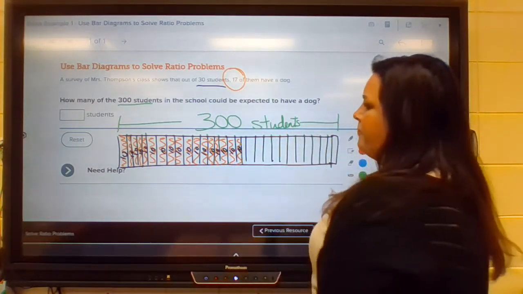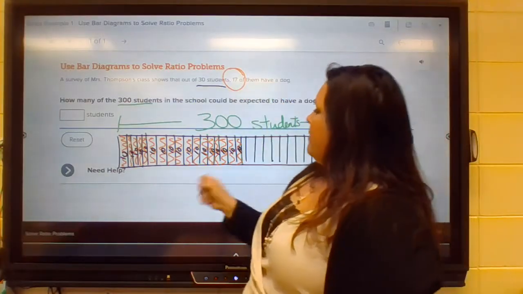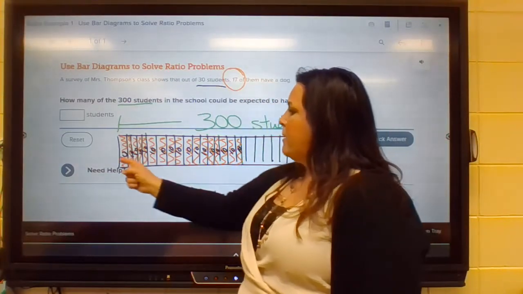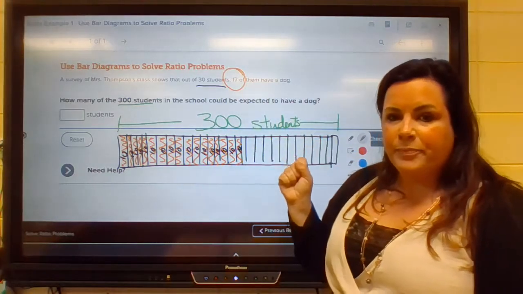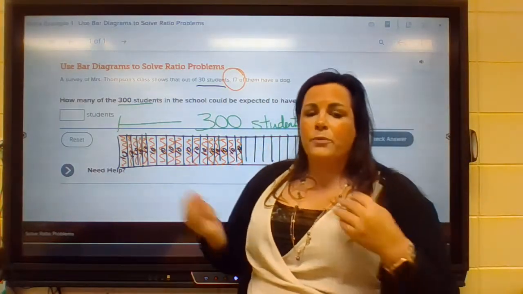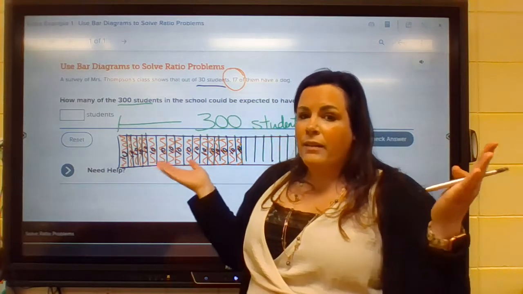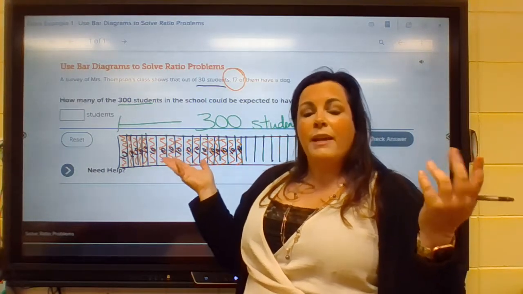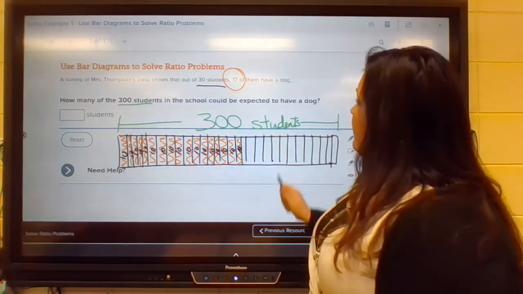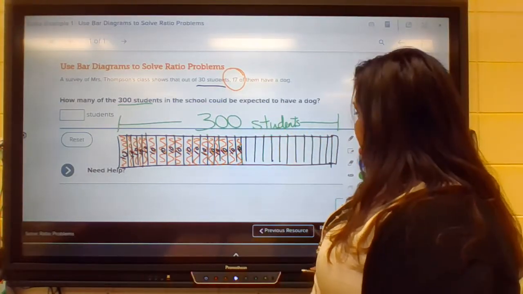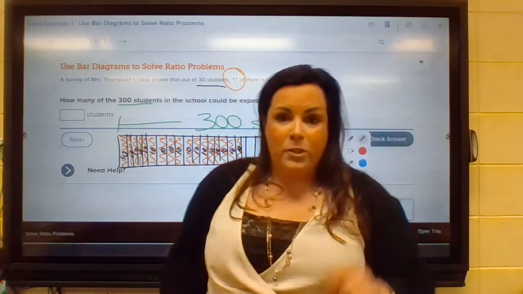Each of these is worth 10, right? And we know that 17 of them are shaded. So let's multiply 10 times 17 to get our answer. So in this case, when we multiply 10 by 17, we would get 170. So we would say that 170 students would be expected to have a dog in this situation.